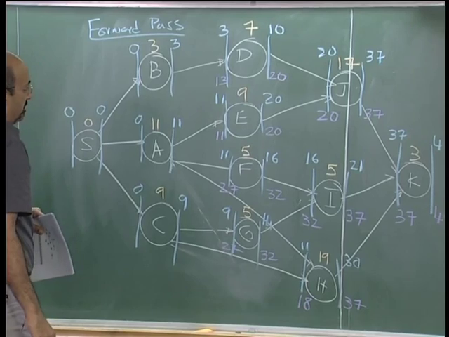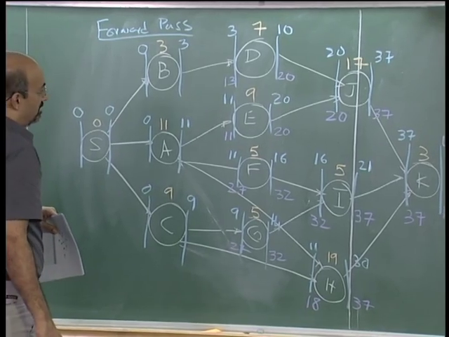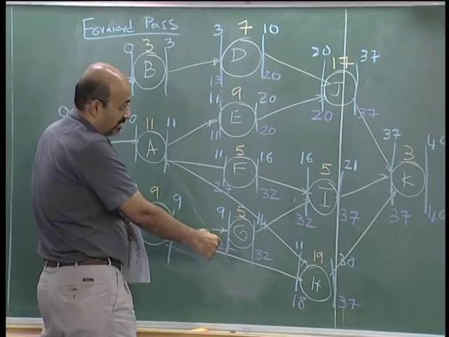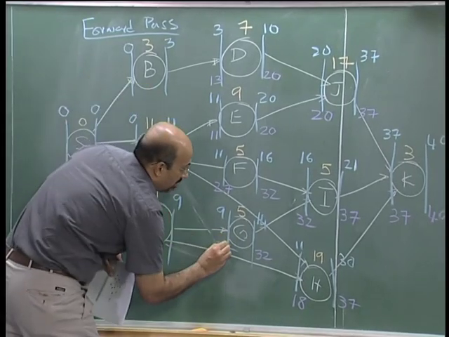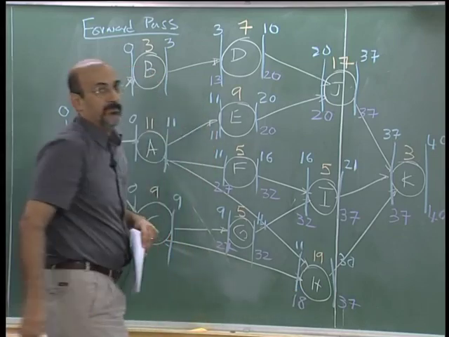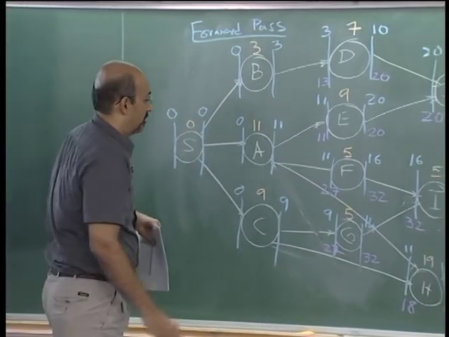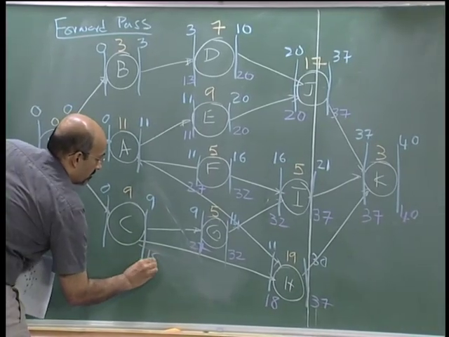Okay, now we come to C. C has two successors: one is 27, the other is 18. So we take the 18, plus one, the least, the minimum value. Okay, so we go to 18, 9.